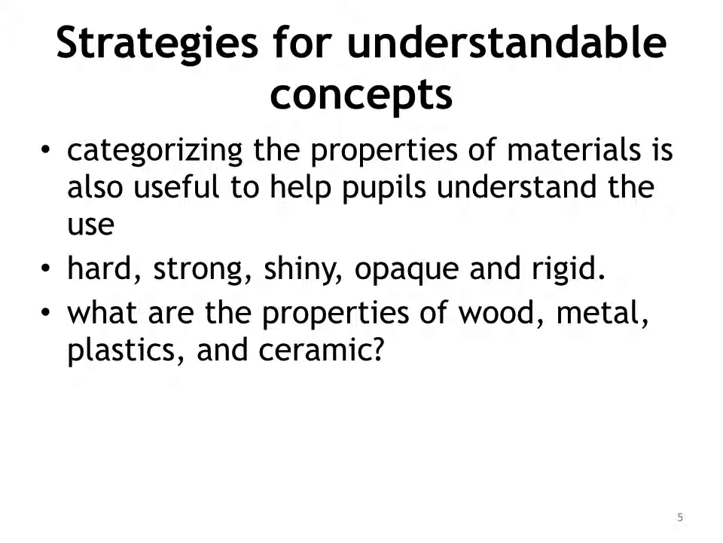So once we have correctly named materials and understood where they have come from, we can turn to their properties. Many of the properties will be obvious to pupils. It's either hard, strong, shiny, opaque, and so on. These properties can often be grouped into opposites as follows. You can put hard versus soft, weak versus strong, shiny versus dull, opaque versus transparent, bendy versus rigid, and stretchy versus stiff.